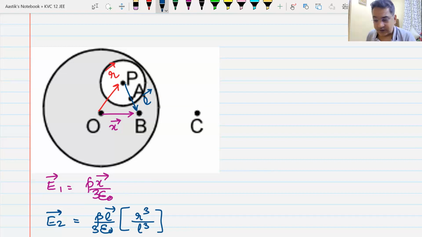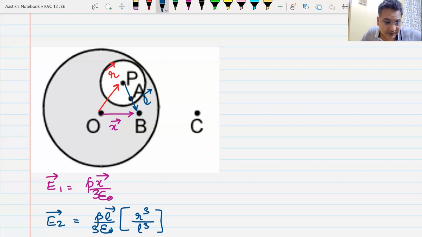If you add these two fields, you will get the electric field due to this sphere with the hole at point B. This question can only come in JEE Advanced. It is way beyond the limits of JEE Main. For one, it is inside. For the other one, it is outside. Do we understand this? Yes, sir.